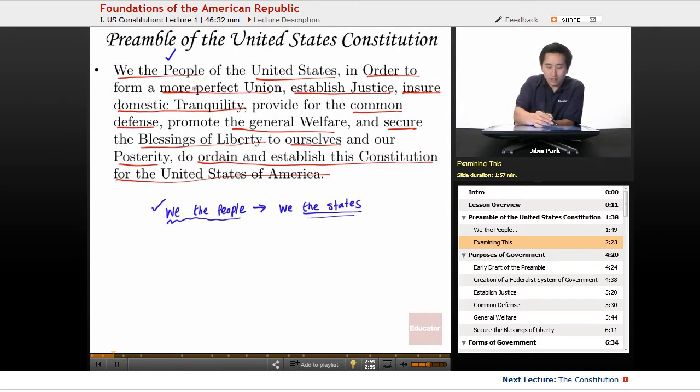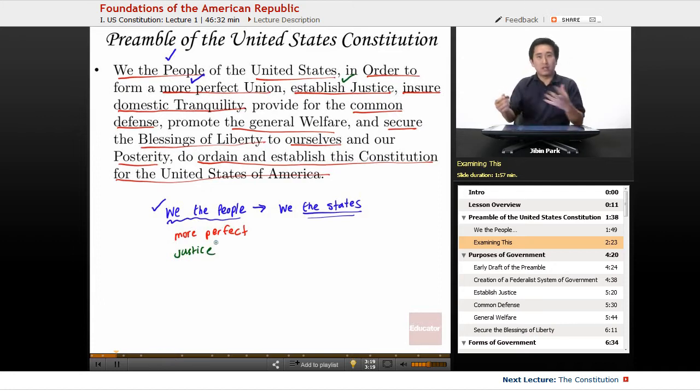And again, the whole idea of a more perfect union acknowledges that maybe they weren't there, but the whole goal is to create this perfect union. Establish justice. So what exactly is meant by justice? What are the boundaries? Again, this is the beginning part of the document, so open to debate. Ensure domestic tranquility, so you have that aspect of it. Provide for the common defense. Again, these are things that are open to interpretation.